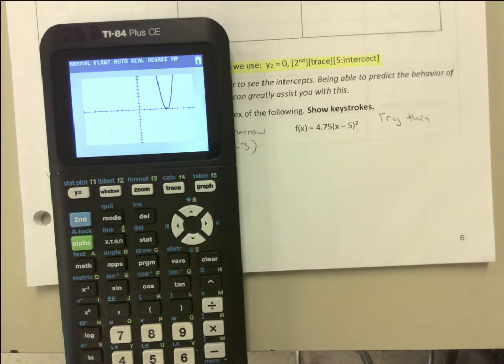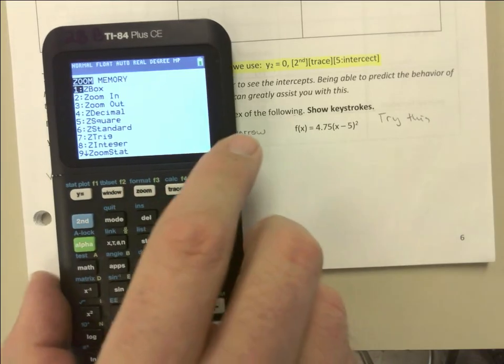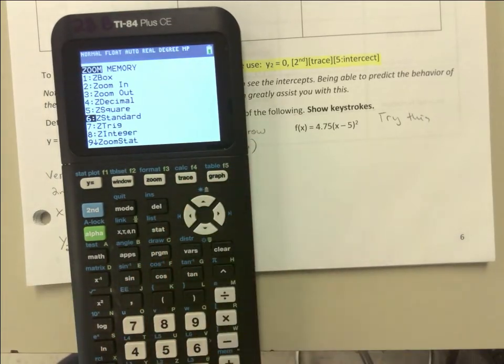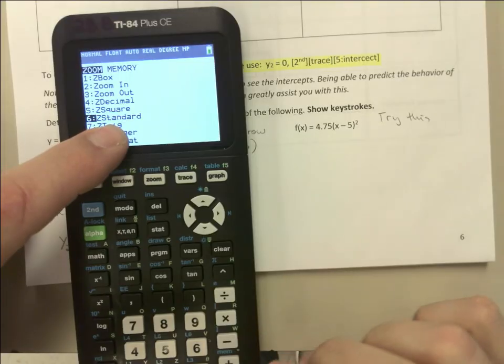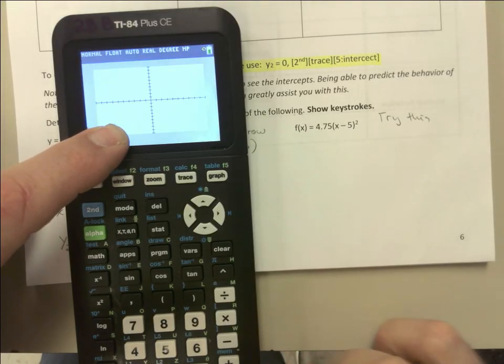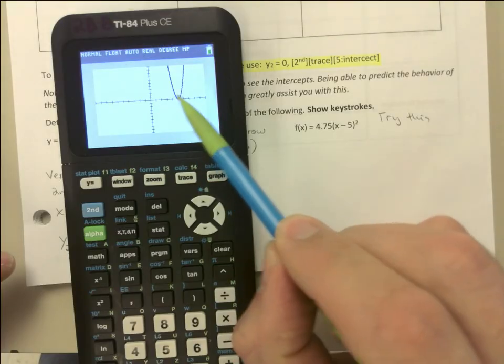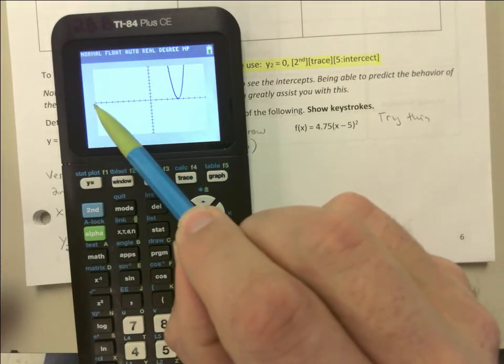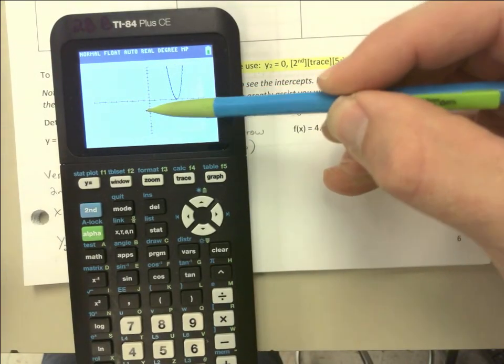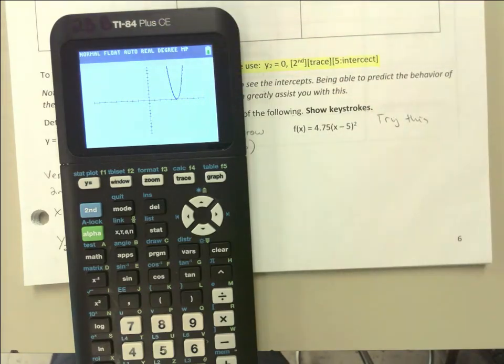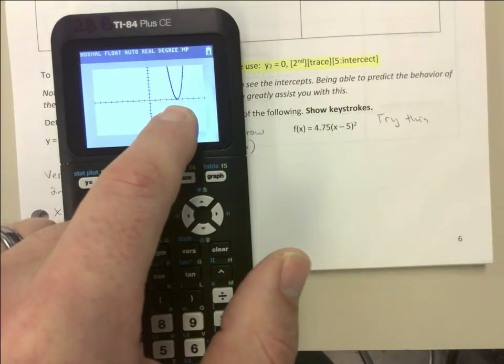If you don't see it, this is your solution right now. For now, you go zoom, and you go zoom standard, because we're going to mess around with the window. We're going to increase it, decrease it, you name it. But zoom standard resets it to a window that is negative 10 to positive 10 on the x-axis, and it shows you negative 10 to positive 10 on the y-axis. That's what a zoom standard does, okay? So you should all be seeing this right now.